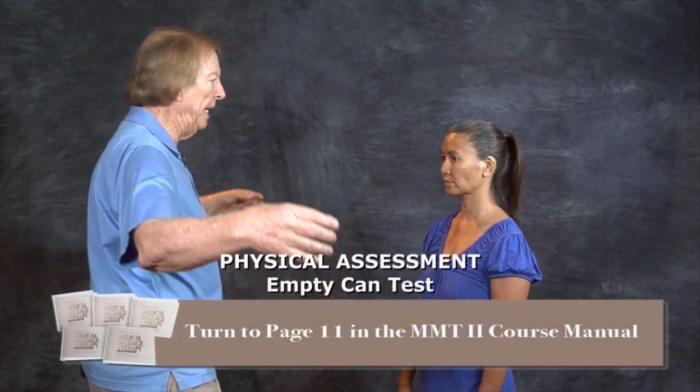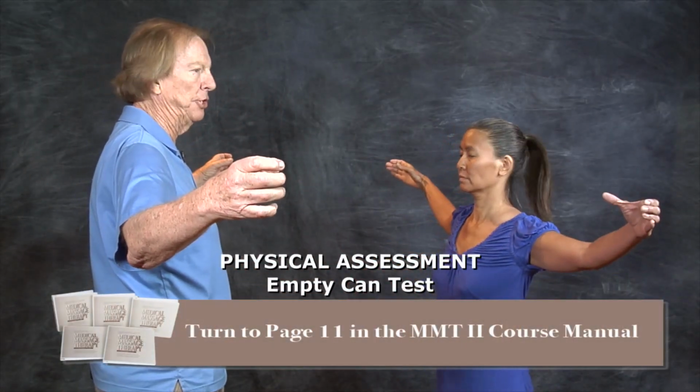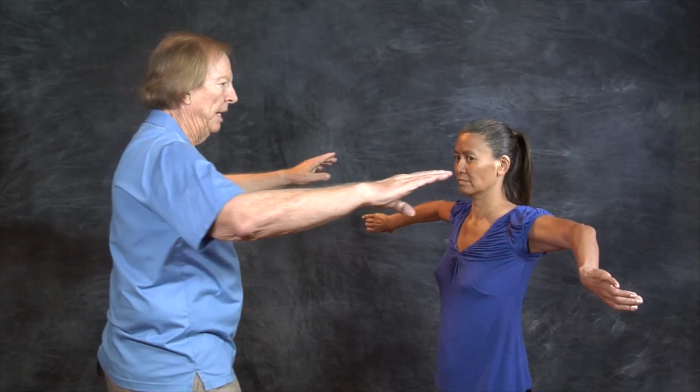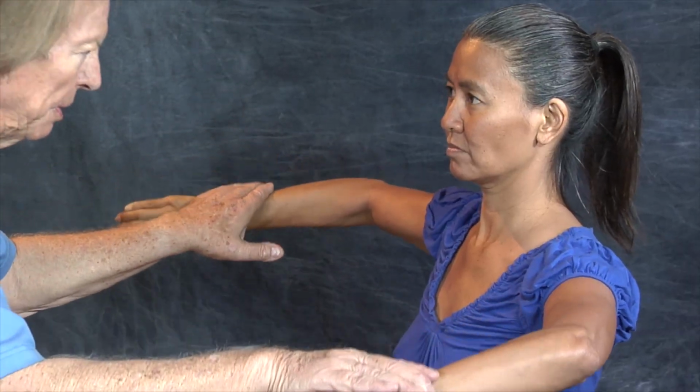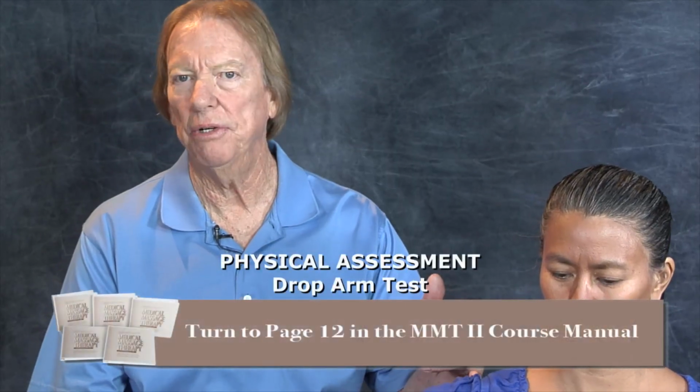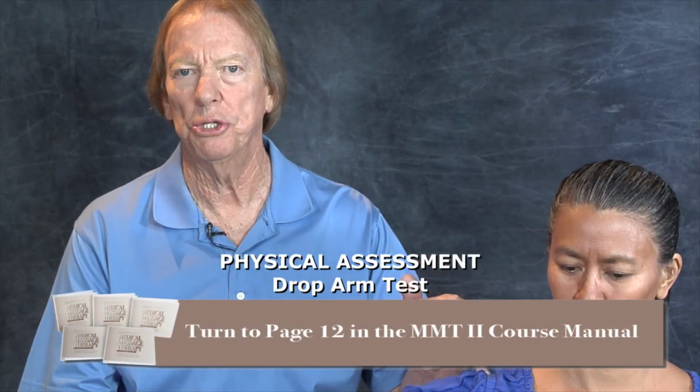Next is the empty can test, whereby she holds 2 imaginary cans of soda and then turns the cans upside down, and then I reach over and resist to test for supraspinatus tendinosis. If the arm had a rotator cuff tear at the supraspinatus or a severe injury to the supraspinatus, she would barely be able to get the arm up, and then she would start to move, and then it would just drop. That's what would happen. She would not be able to hold it. So that's why it's a very, very good test.